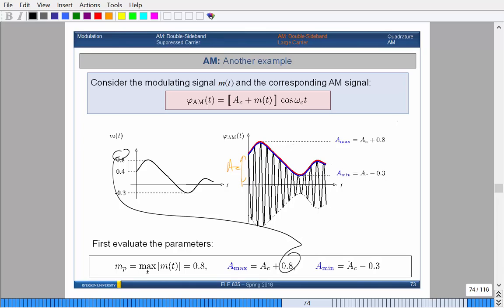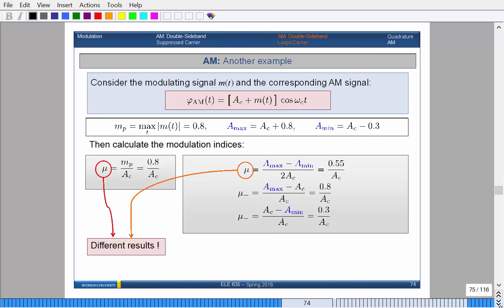Okay. In terms of the minimum, you're taking the lowest possible point in your message and adding it with the carrier. And that's what's happening here. So this is technically plus minus 0.3, right? But it's a subtraction anyway. So you're taking the lowest possible point and then adding it on top of the carrier, and that's what A sub min would be. So this is actually what it looks like. Okay. So let's go ahead and calculate all the performance measures. If you want to calculate the modulation index by itself, it's actually quite easy. This is the first definition. You take m sub p, which is 0.8, and then you divide it by the height of the carrier, which is A sub c. That's great.